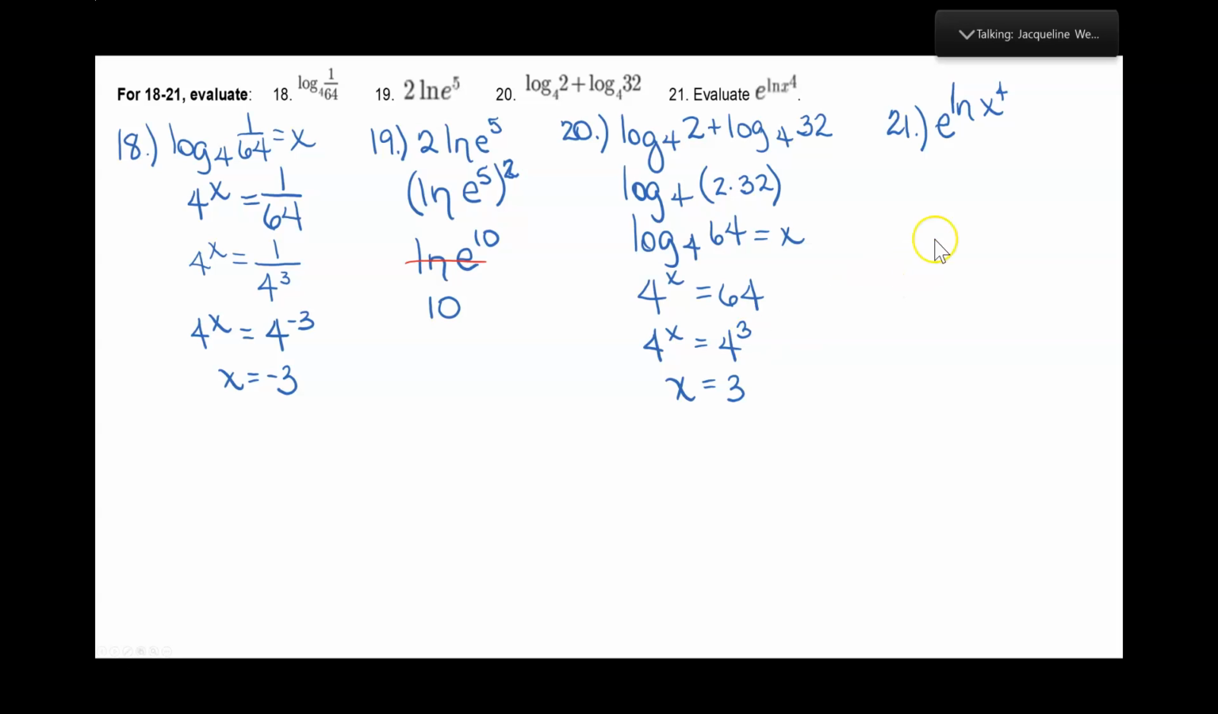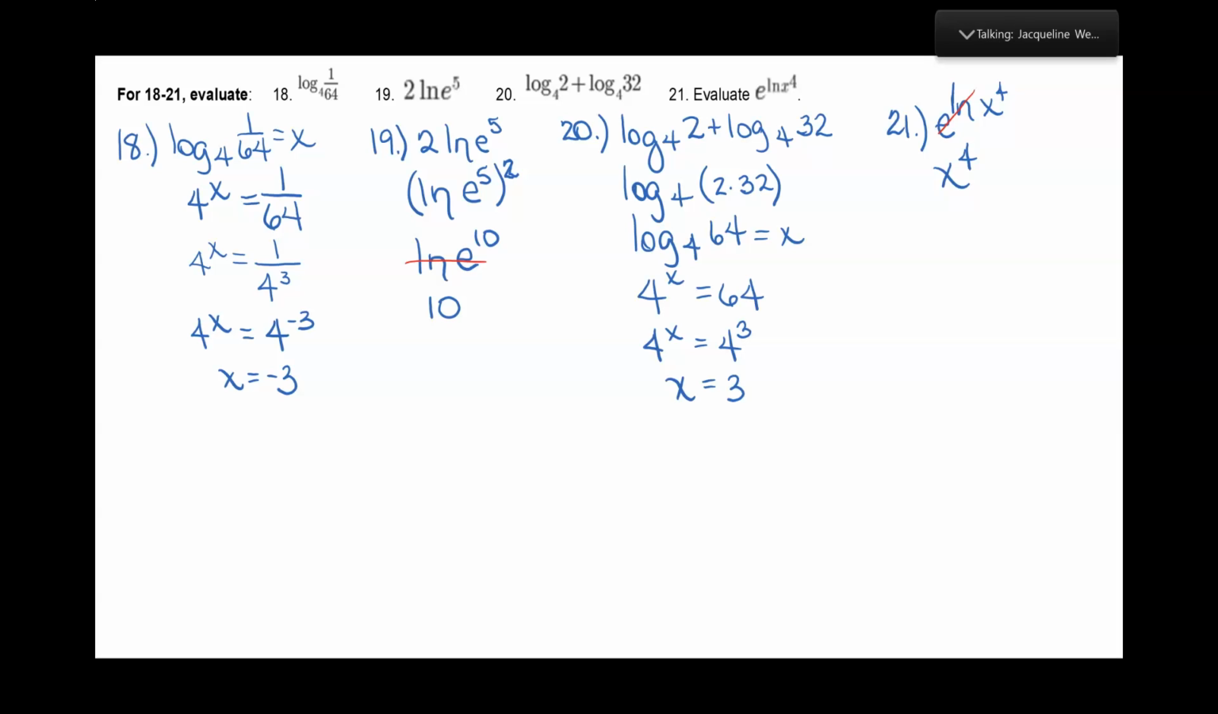All right, look at this next one. What happens with e and ln? Cancel out. They cancel out. So if you take the natural log of e, or if you take e and raise it to the ln, either one, they cancel out. And so you can see our answer there would just be x to the 4th.